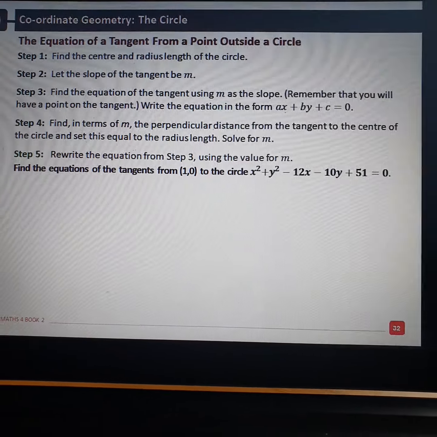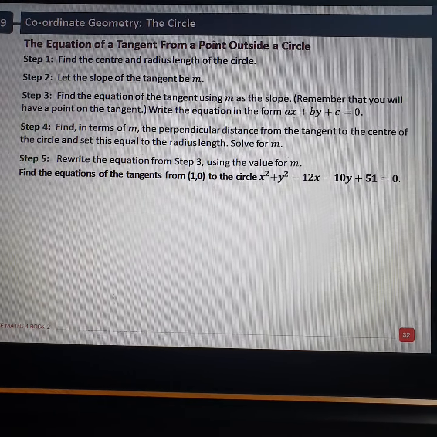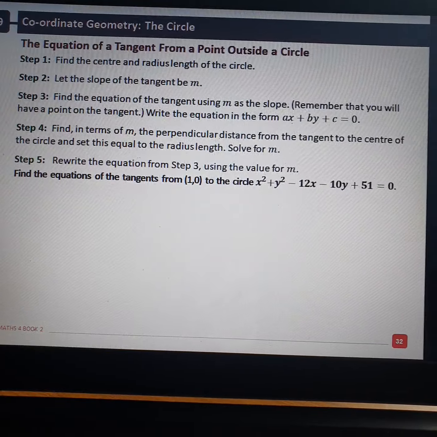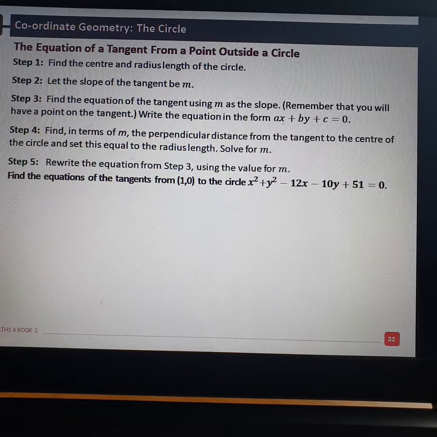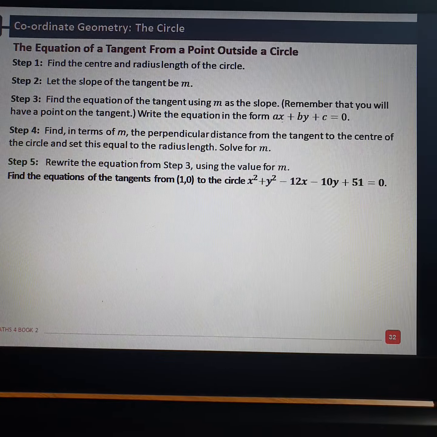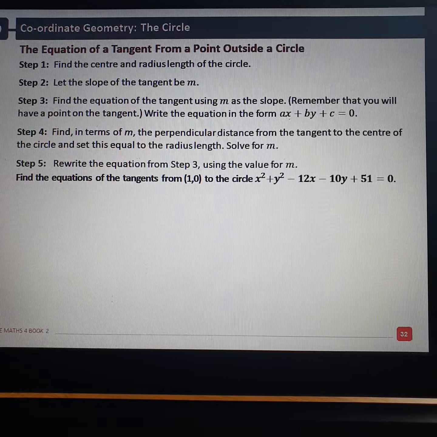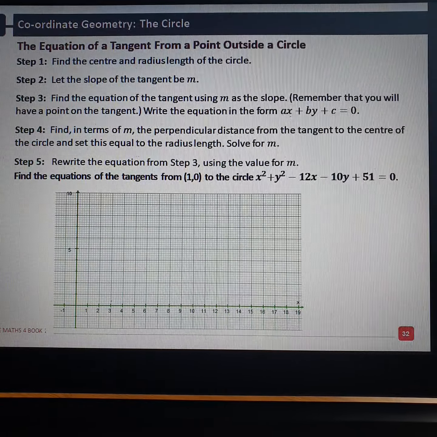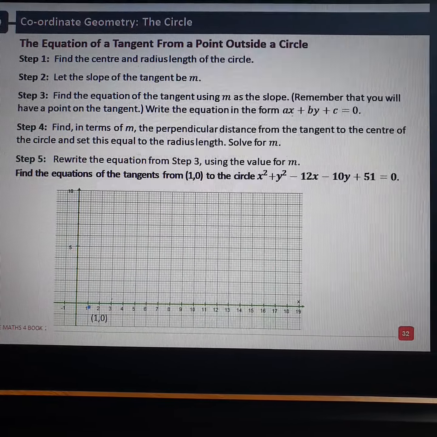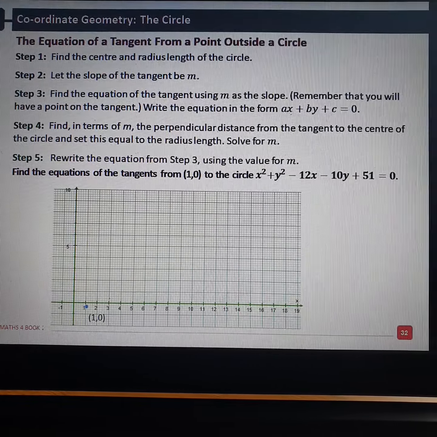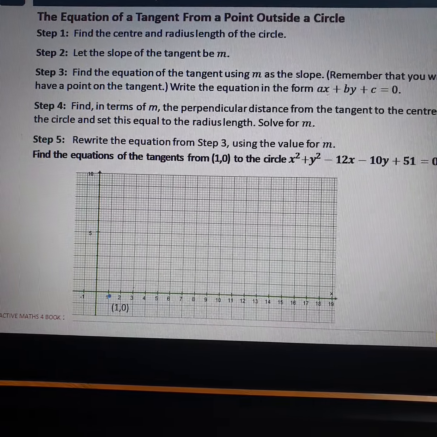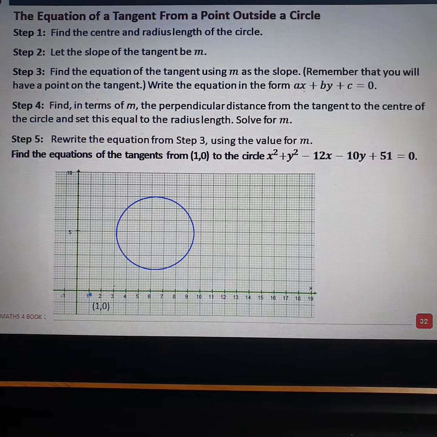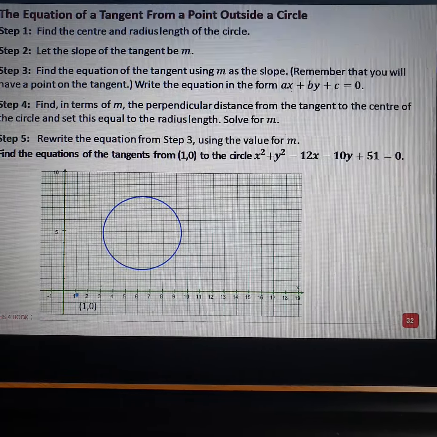So let's look at this one here. Find the equations, now equations it says, so there'll be 2 equations, of the tangents from the point 1, 0 to the circle x squared plus y squared minus 12x minus 10y plus 51 is equal to 0. Okay, so the first thing I would do is plot whatever I can, right? So they've plotted on an X and Y axis the point 1, 0, right? They've drawn their circle, right? A sketch, you can use your protractor or just do a sketch of it.